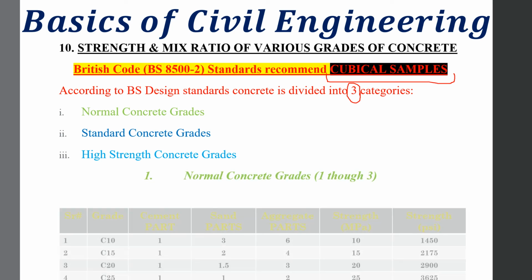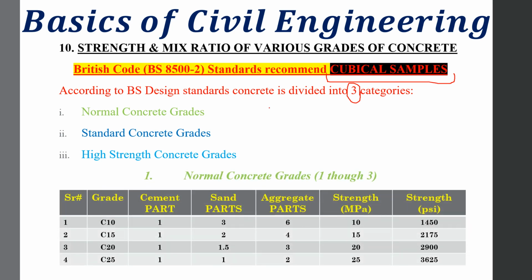But in normal concrete grade, we have only four parts, 1 through 4, that is C10, C15, C20, and C25. For C10, the minimum strength required is 10. For C15, the minimum required strength is 15 megapascals. This is 20 megapascals, and this is 25. But in the case of all these, the strength should be obtained from cubical samples of concrete.